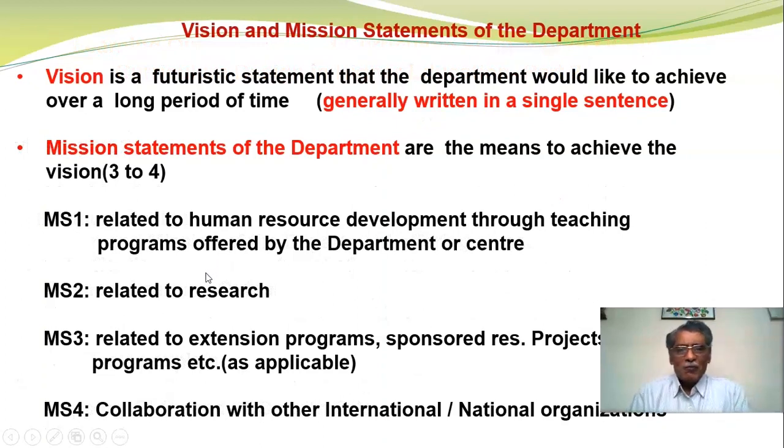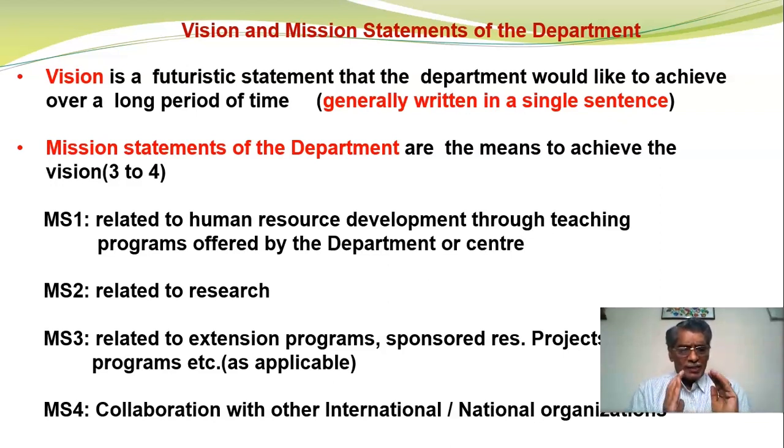Now, when you consider the vision and mission statements of the department, vision is a futuristic statement that the department would like to achieve over a long period of time, maybe 5 years or 10 years from now, and it is generally written in a single sentence. Then mission statements of the department are the means to achieve the vision. Generally, you can write 3 to 4 mission statements for the department.